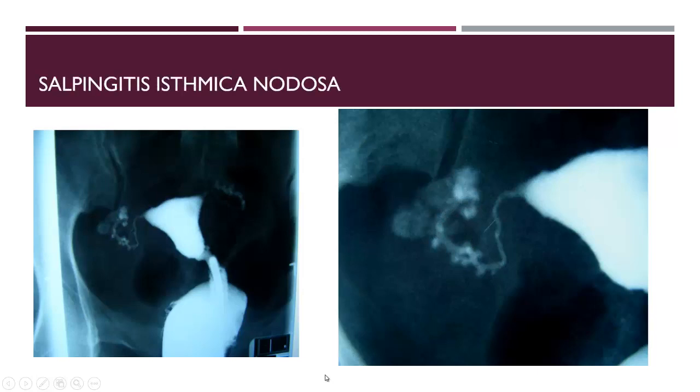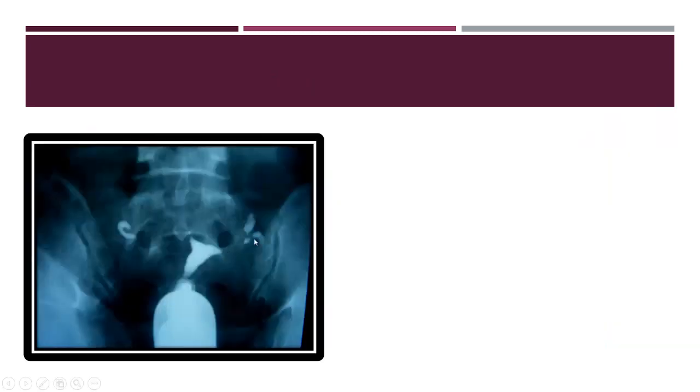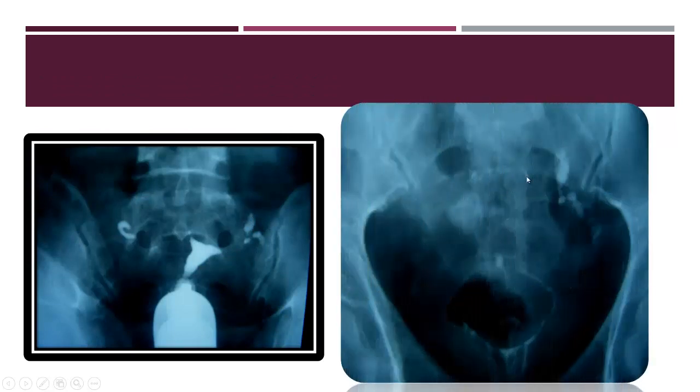And the most typical is salpingitis isthmica nodosa. We found outpouching from the wall of the fallopian tube. This is the beaded appearance again of the fallopian tube, and the retained contrast in the control film means that there are adhesions.